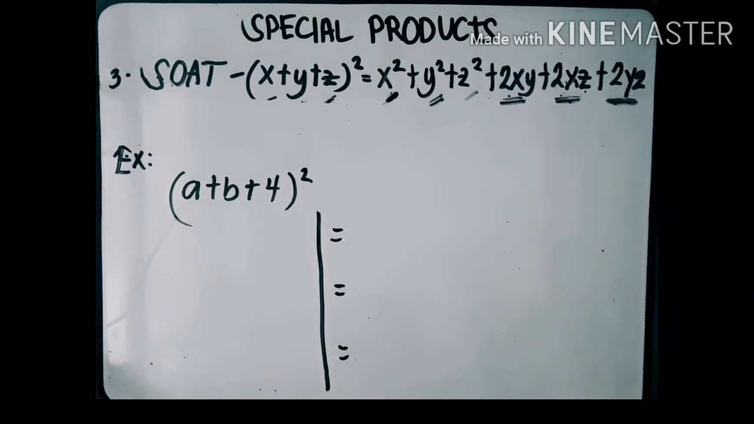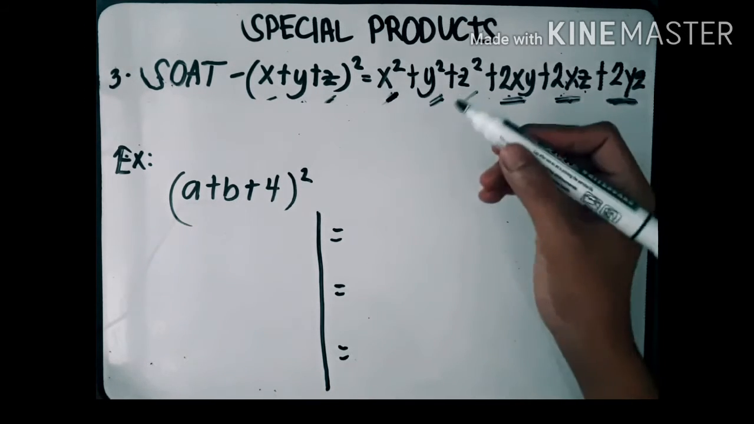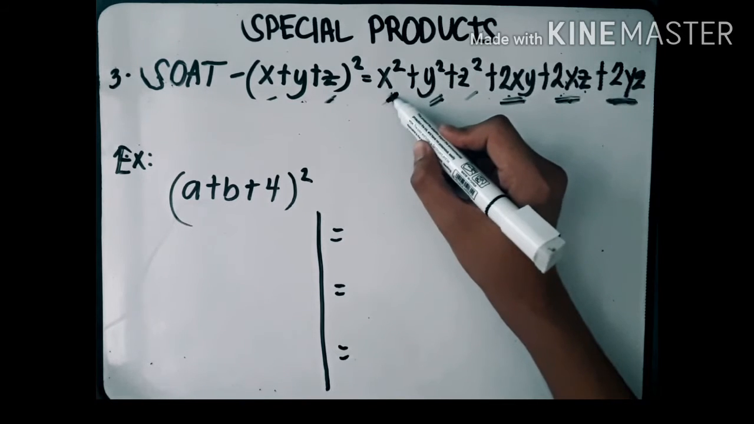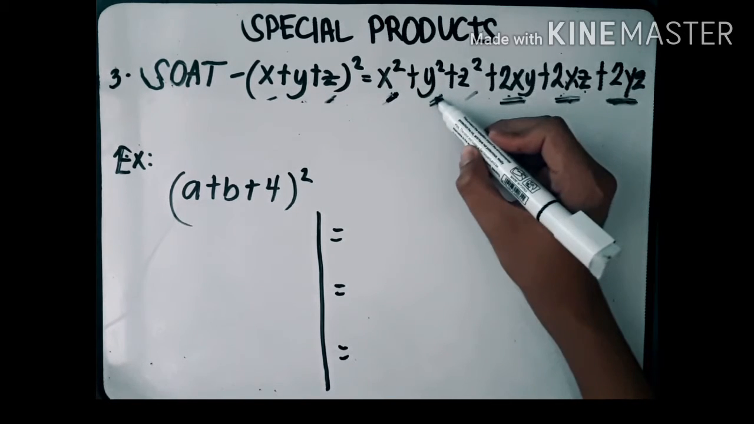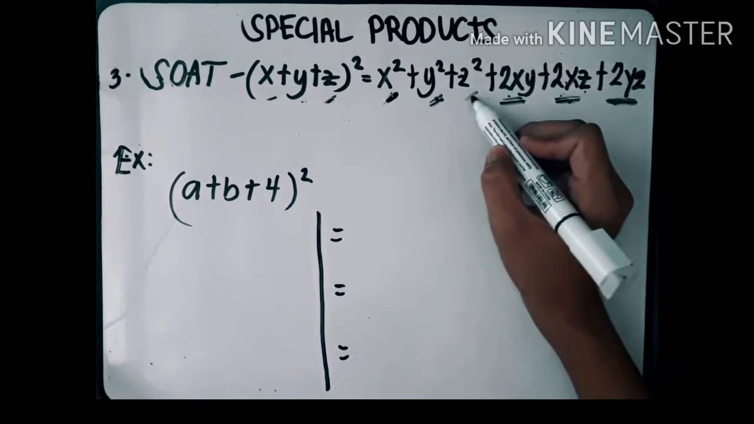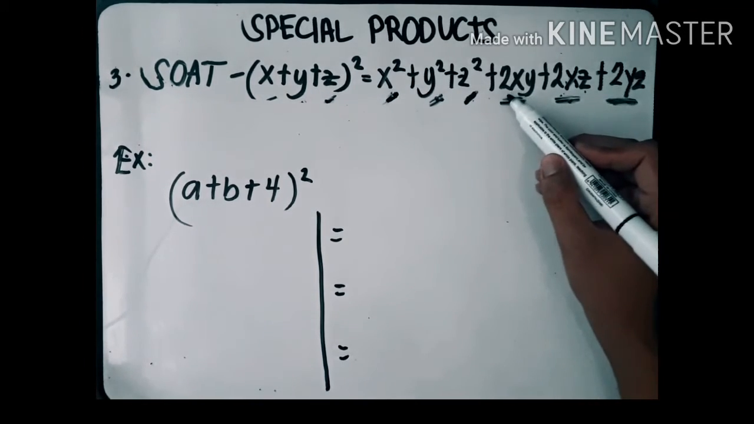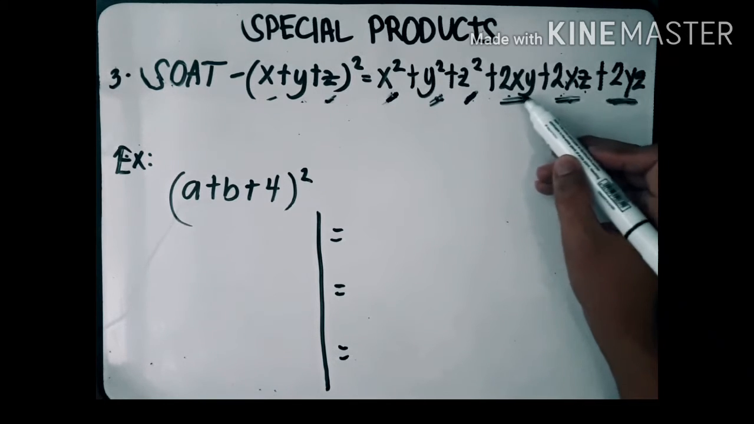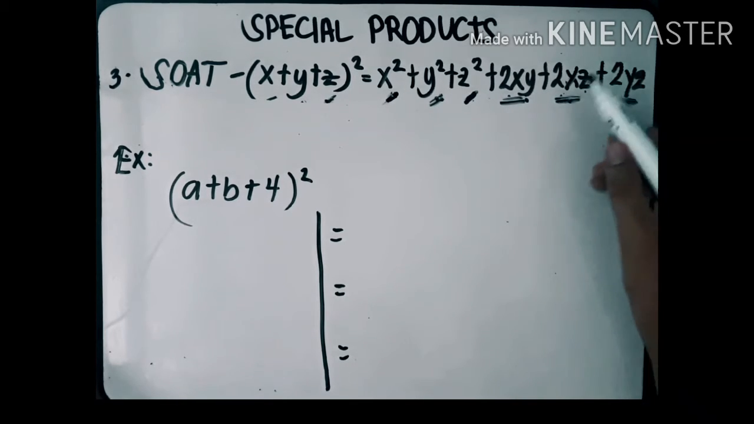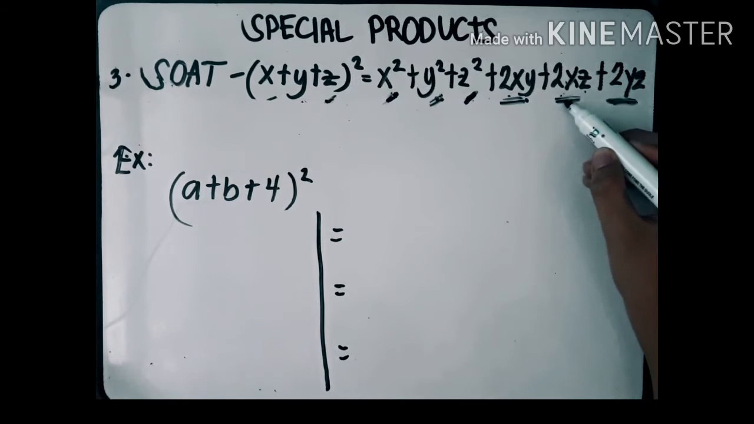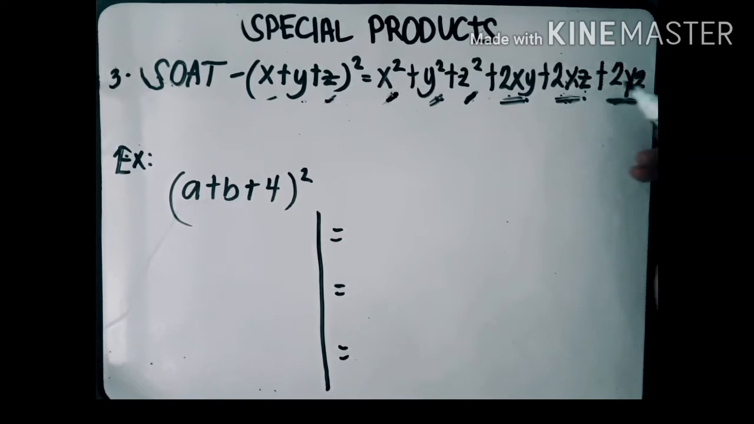Next is the square of a trinomial. So, the square of a trinomial consists of the square of the first term, square of the second term, square of the third term, and twice the product of the first and the second term, twice the product of the first and the third terms, and twice the product of the second and the third terms. So let's have an example.